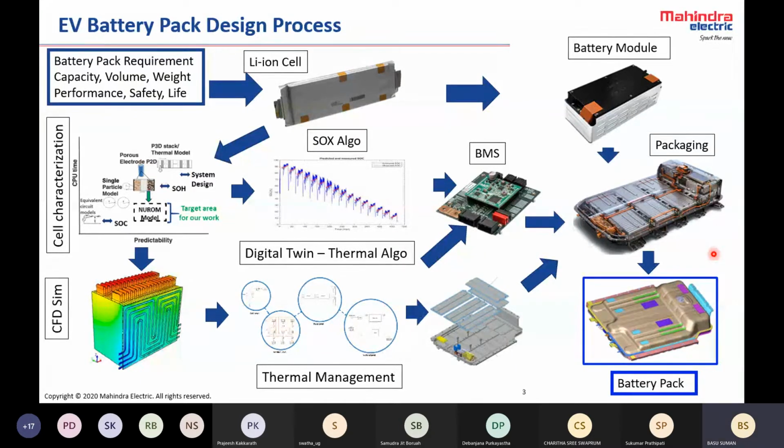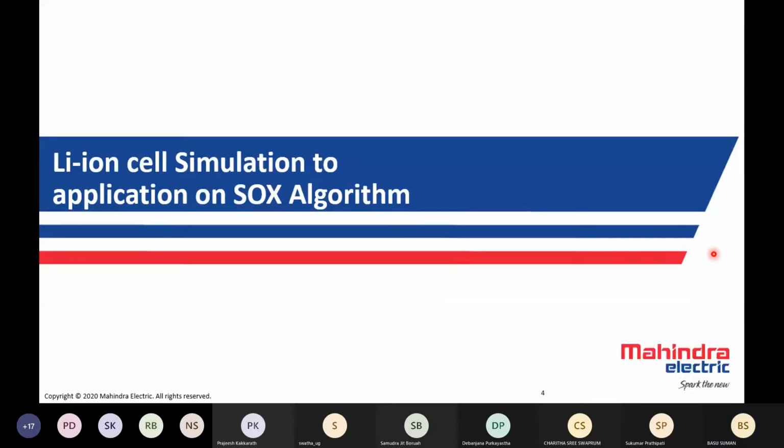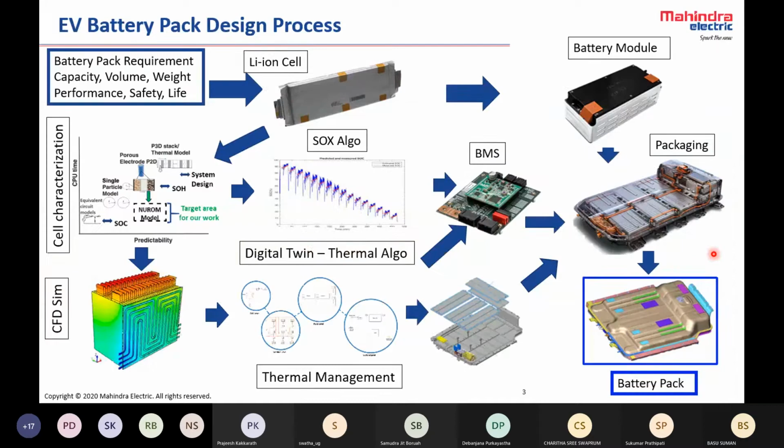Okay, so does anyone have any question on any of this? Otherwise, I will just go into a little bit of detail about each of these. Sir, you can proceed.